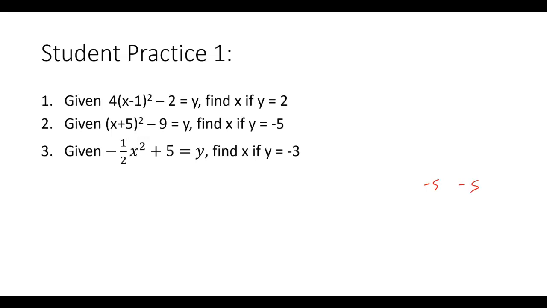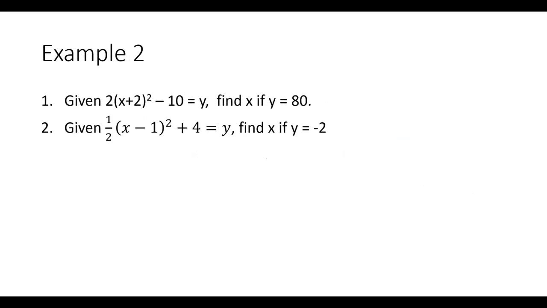So just heads up on that one. But like we said, the answers to these were, for this one it was 0 and 2. This one was negative 3 and negative 7. And this one was plus and minus 4. So, all right, let's go ahead and move on to example 2.